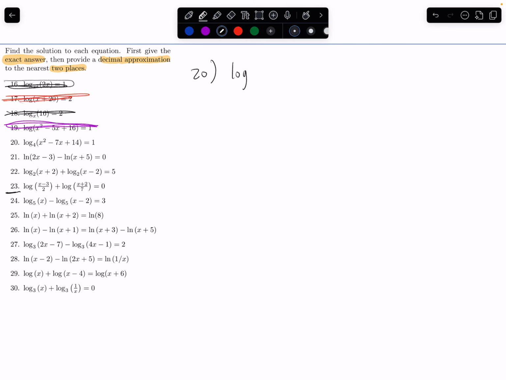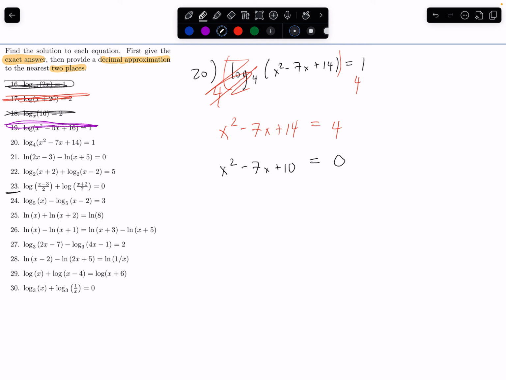Number 20. Log base 4 of x squared minus 7x plus 14 equals 1. The base was 4, so I'll raise 4 to the power of the log and 4 to the power of 1. The 4 undoes that part, giving me x squared minus 7x plus 14. And on the right, I have 4 to the 1, which is 4. Subtract 4 on both sides. I got x squared minus 7x plus 10 equal to 0.